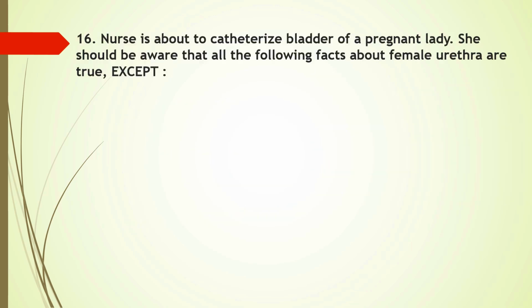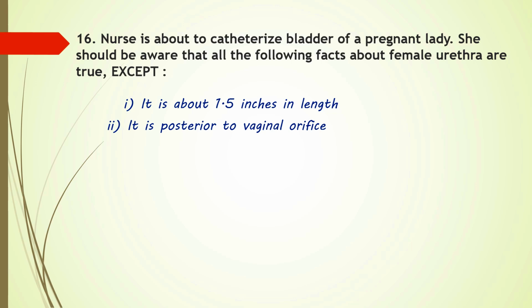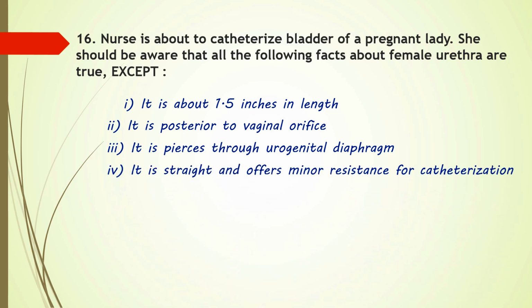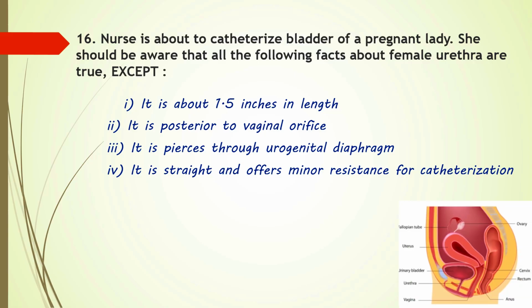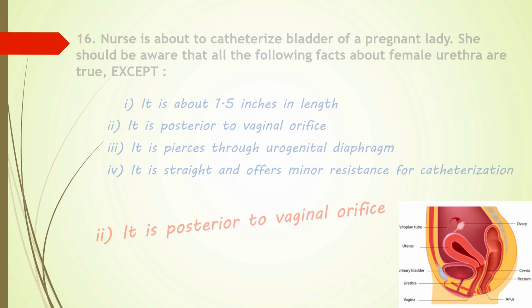Question number 16, nurse is about to catheterize bladder of a pregnant lady. She should be aware that all of the following facts about the female urethra are true except, options are it is about 1.5 inches in length, it is posterior to the vaginal orifice, it pierces through urogenital diaphragm or option 4 it is straight and offers minor resistance for catheterization. The female urethra is about 1.5 inches in length, it pierces through the urogenital diaphragm and it is straight and offers minor resistance for catheterization, and also it is located anterior, that means in front of the vaginal orifice, not posterior. So here option 2 is the correct answer.